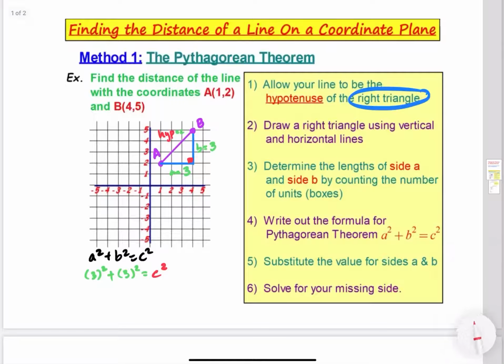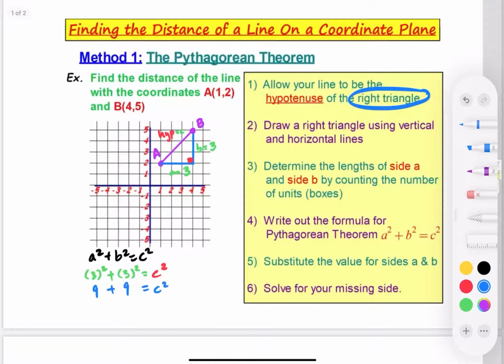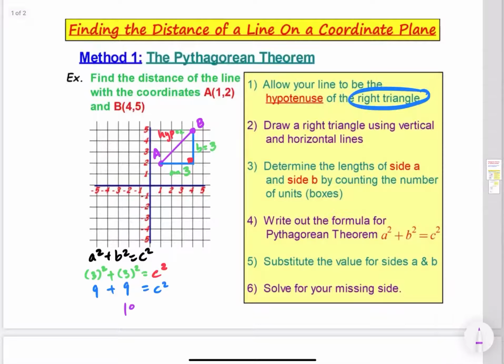If we do the math here, 3 squared is obviously 9. So now we've got 9 plus 9 is equal to C squared. And 9 plus 9 is going to give us 18. So now we've got C squared is equal to 18.